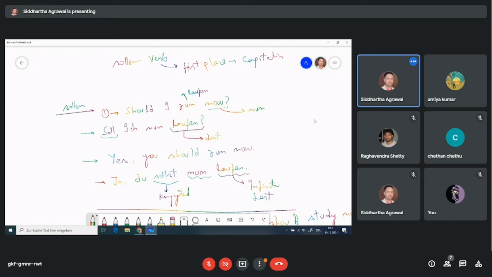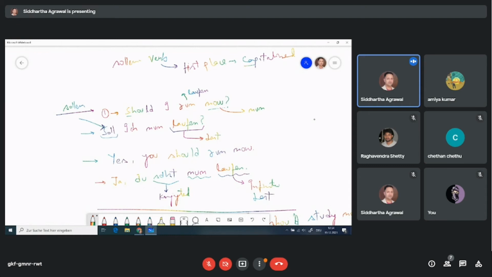So if you see, should I run now? Here also I mentioned S as capital, and obviously the Soll will also start with capital because it is the first character in a sentence. However, if you see, yes, you should run now becomes Ja, du sollst nun laufen. So here S becomes small.